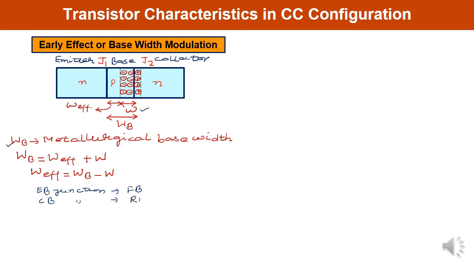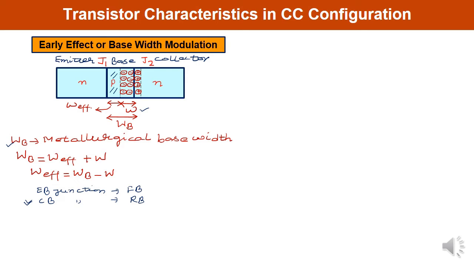It means the depletion region at the collector base junction will be higher. At the same time, you can observe that this depletion region is extended more into the base region. Why? Because the base is thin and lightly doped. That is why the depletion region will be extended more into the base region. And if W is that particular width which is extended into the base region, then you can observe there is a remaining area which is denoted as W effective. So W effective is that particular portion where recombination takes place.